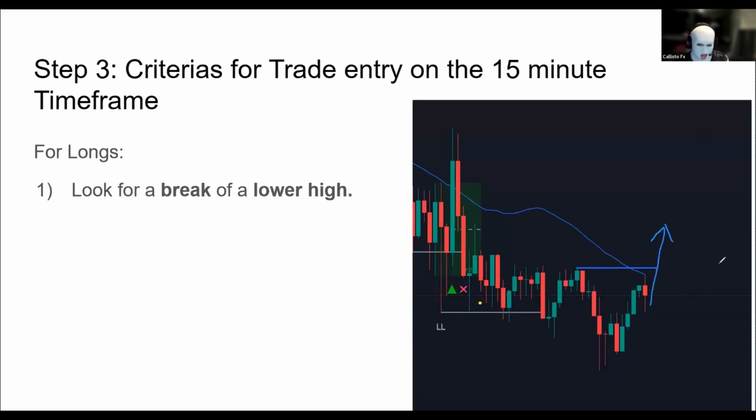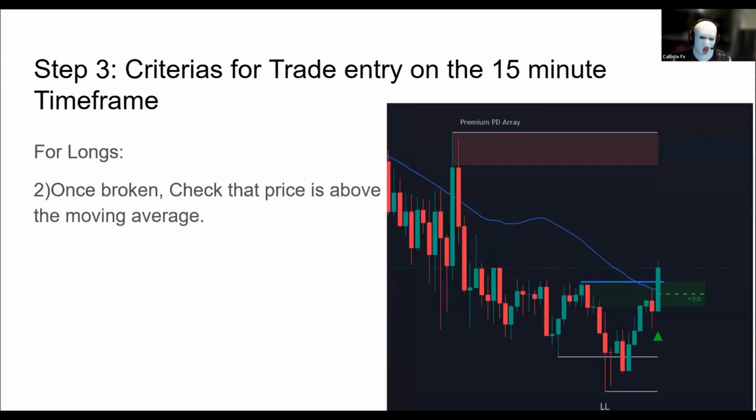Once price breaks above, then we can move on to step 2. Step number 2, once broken, you want to check that price is above the moving average, right? We have already changed the settings of the moving average. So price should be above like this. Okay. Understand? You want to make sure for longs, your price is above the moving average.